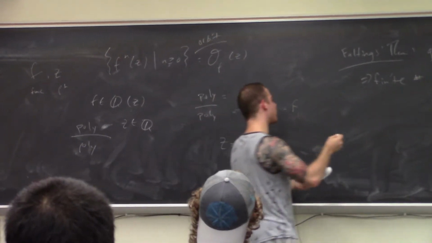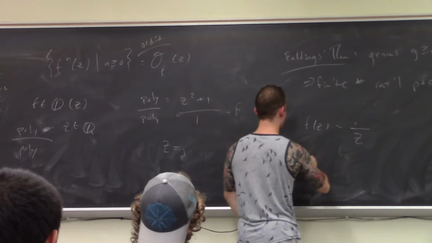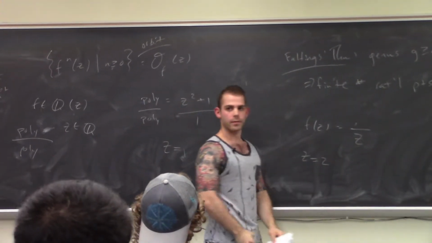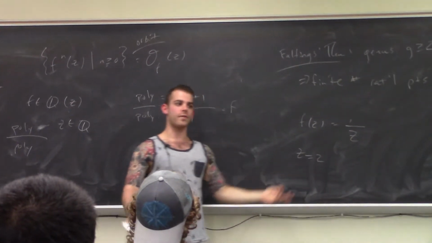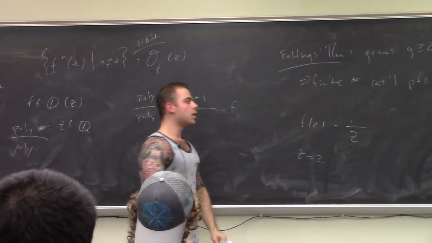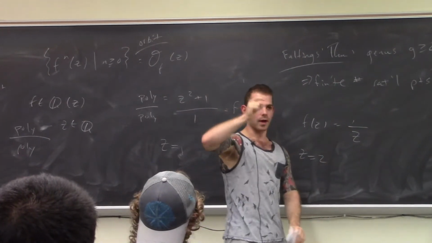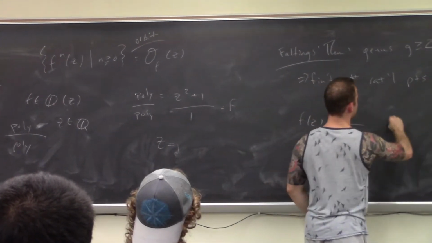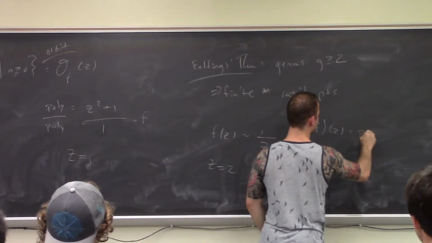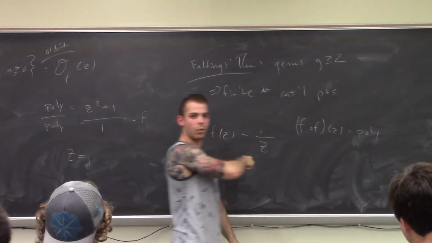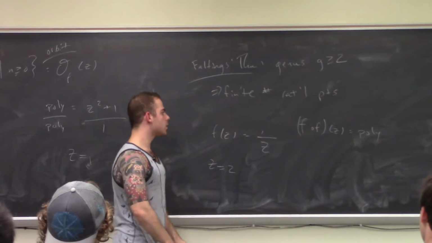What are some other stupid cases? What if I let f of z be 1 over z, and I let z be 2? Then it's just going to go back and forth. So again, I'm going to have infinitely many integer points. So what you'll notice here, the problem is not that it's going back and forth. The problem is that f composed with f of z is a polynomial. In particular, 1 over (1 over z) is just z. And so that's really the case.